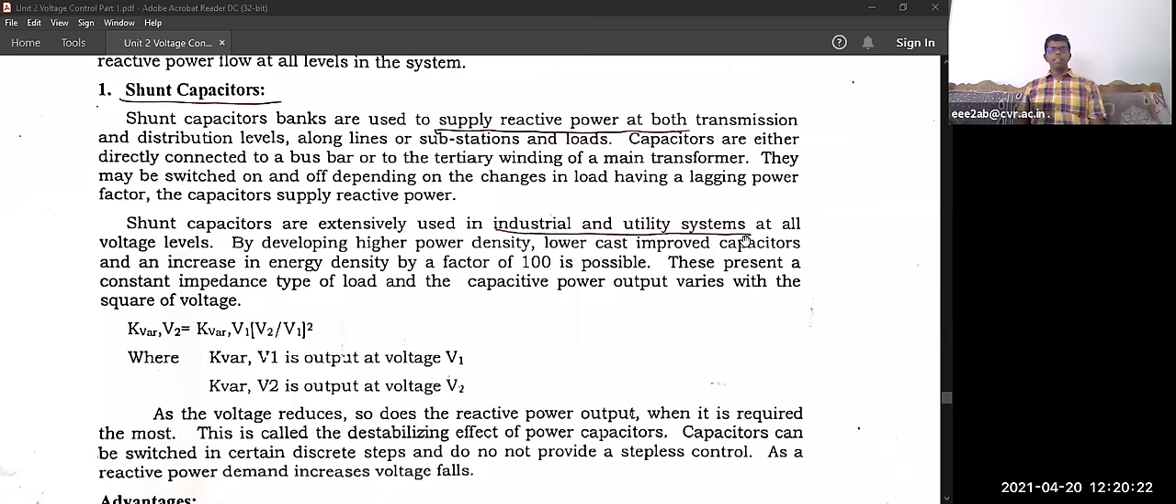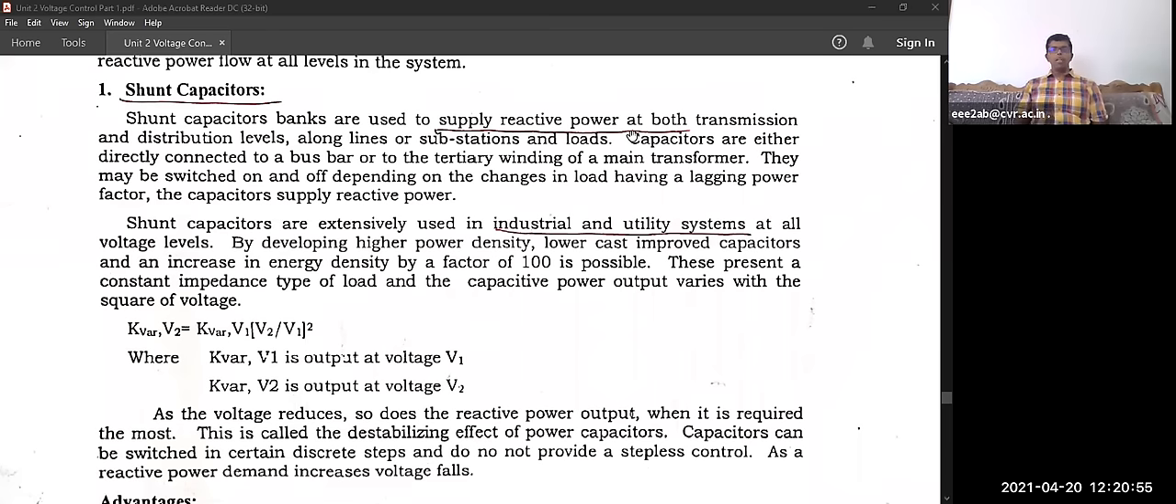Next is voltage control by using shunt capacitors. Shunt capacitor banks are used to supply reactive power at both transmission and distribution levels, along the lines or at substations and loads. So if you visit a substation, there will be a separate shunt capacitor bank room. One room will be there in the substation. I will show you a video if possible, meanwhile in the forthcoming class.